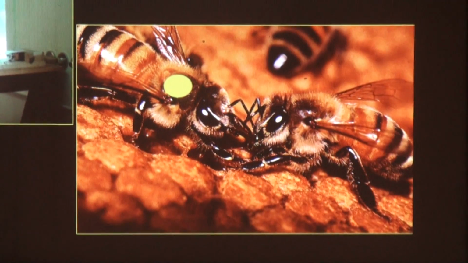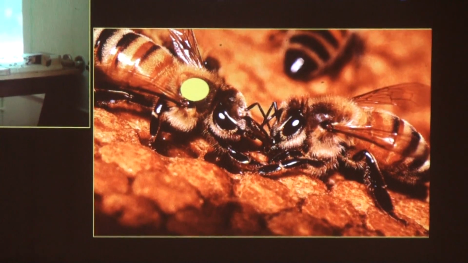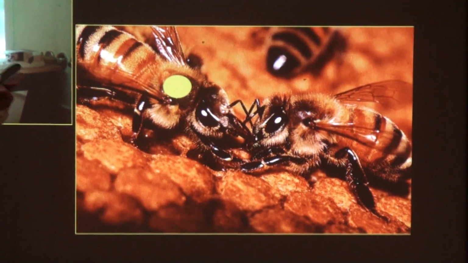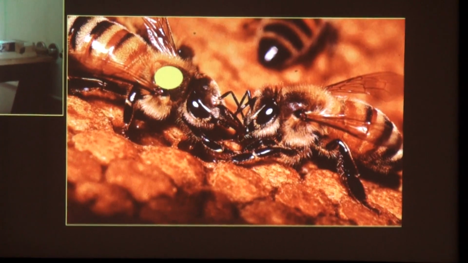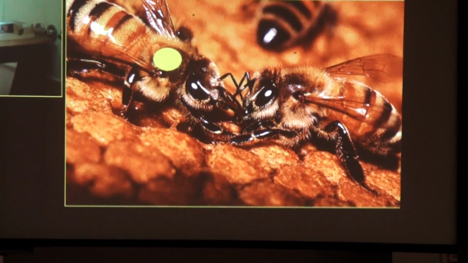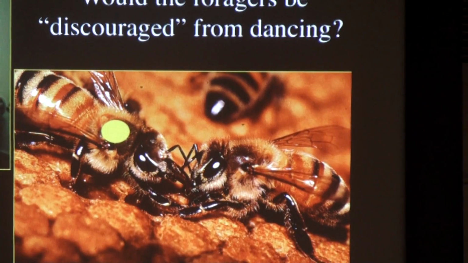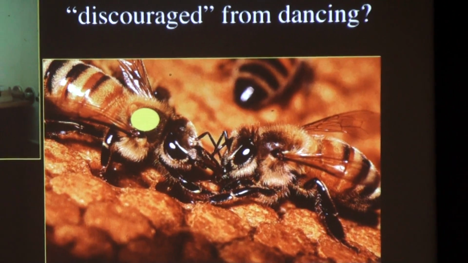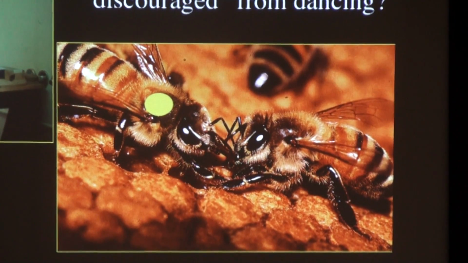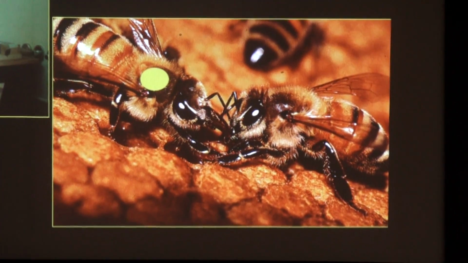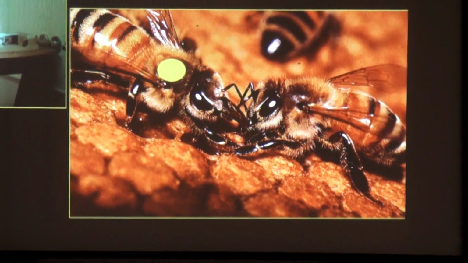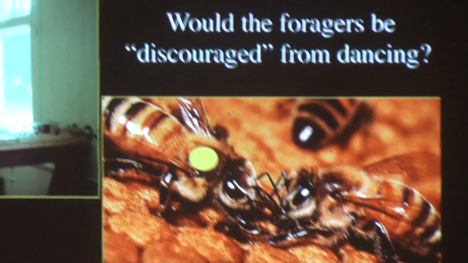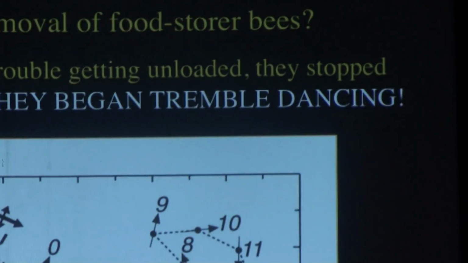Even though there's no honey flow on, I would create a situation as if there were a honey flow on by making it hard for a returning forager to get unloaded. And I wanted to see if that manipulation, making it hard to get unloaded, even when there's not a honey flow on, would cause bees to be reluctant to produce waggle dances. So the question is, would forager bees be discouraged from dancing if they had trouble getting unloaded?